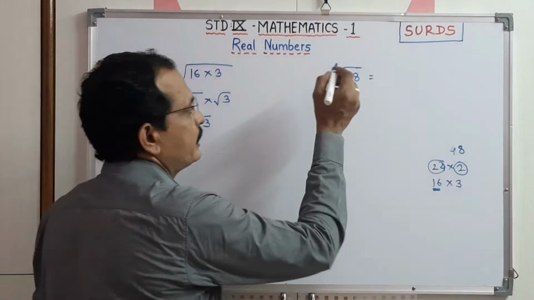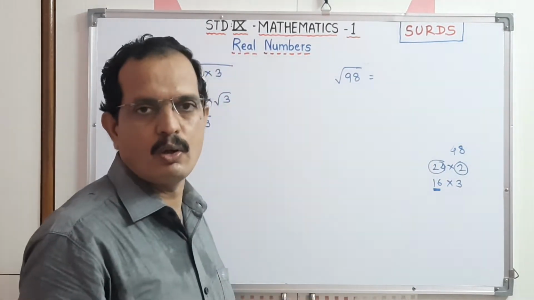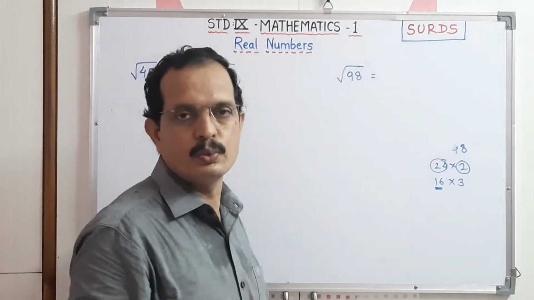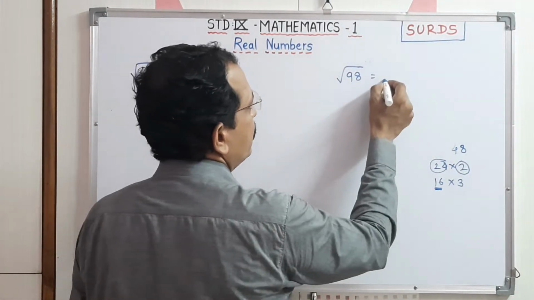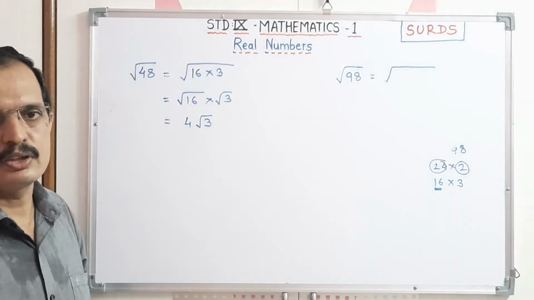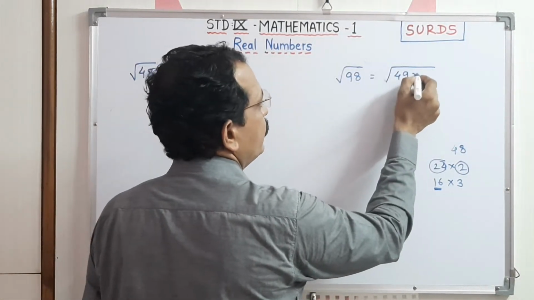Now see 98. First of all we have to see the order. The order is 2, and the radicand is 98. Now we have to factorize this 98. One factor should be a perfect square. It is 49 into 2.